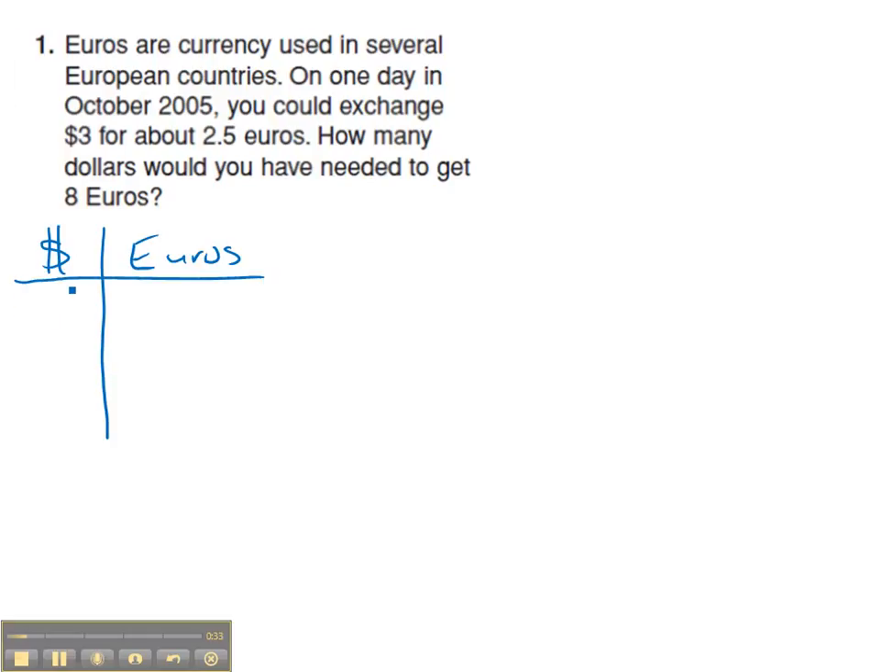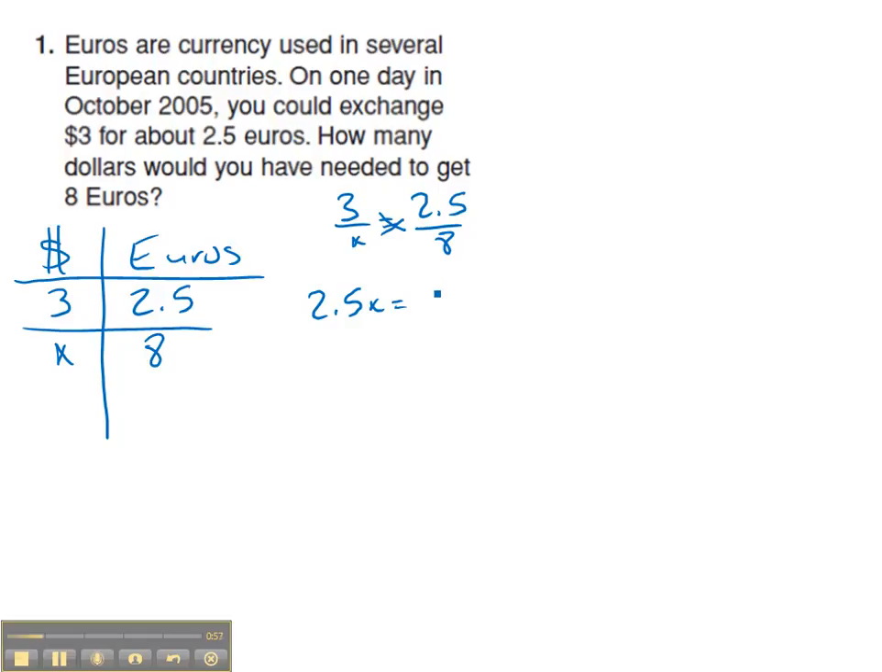We know that for $3 we could get 2.5 euros. We want to know how many dollars, so the dollars is the unknown, we would have needed to get 8 euros. So let's write our proportion. 3 over x equals 2.5 over 8. We'll write an equation using cross products. 2.5 times x, 2.5x equals 3 times 8. So 2.5x equals 24. And then we're going to solve for x.